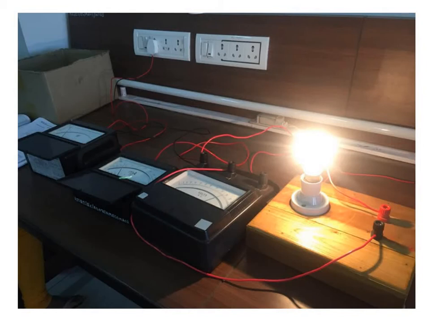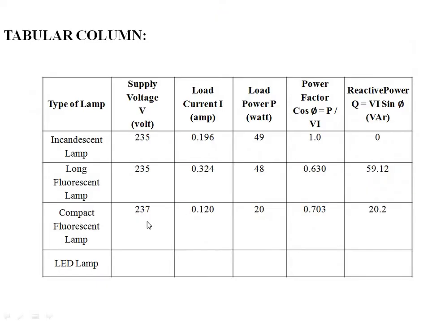Similarly, next we note down the readings by connecting a CFL, and we get these readings. That is, wattmeter reading is 20 watts, ammeter reading is 0.120 amps and voltmeter reading is 237 volt. So we get power factor as 0.703 and reactive power as 20.2.